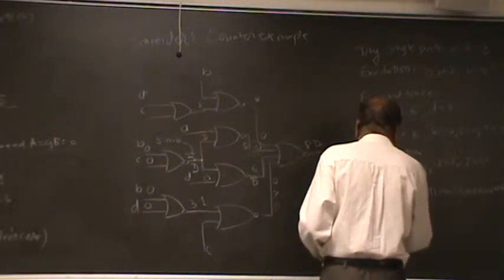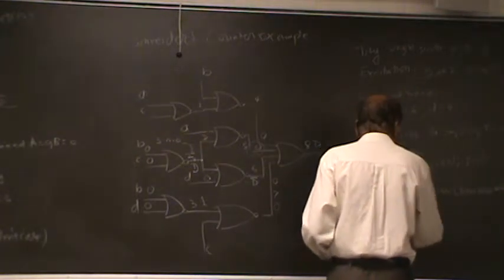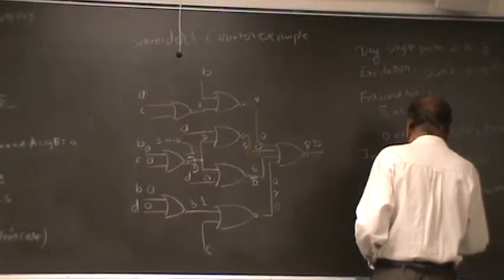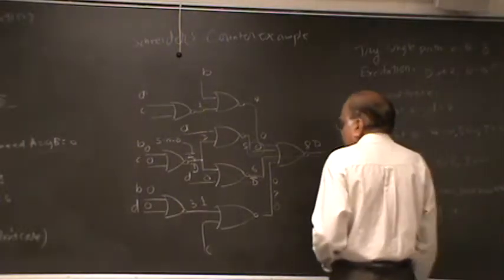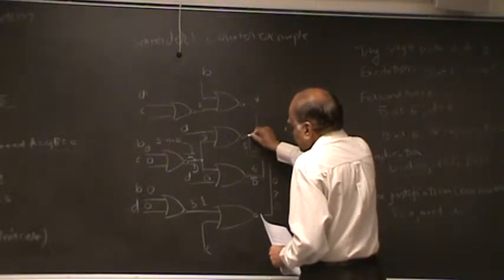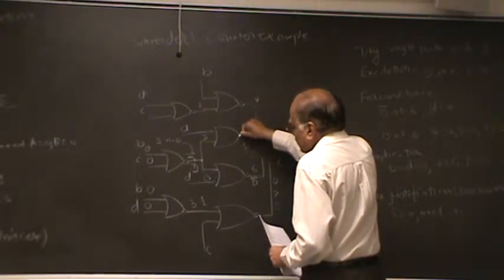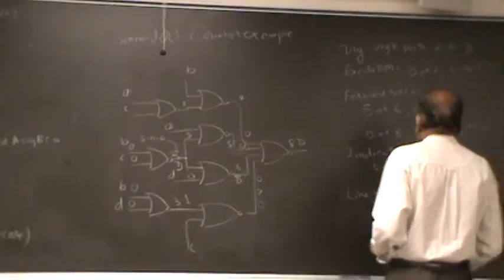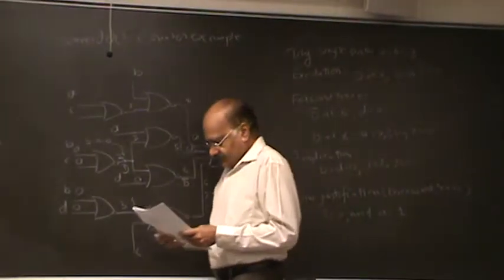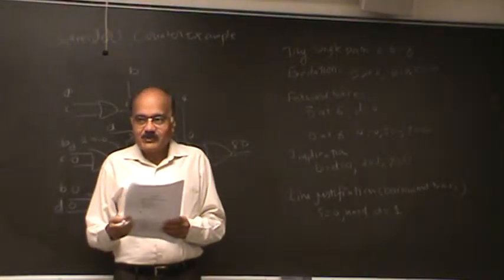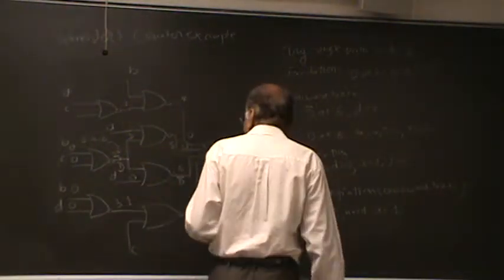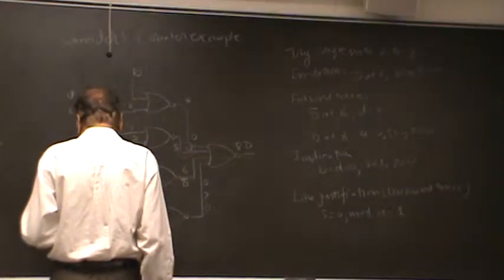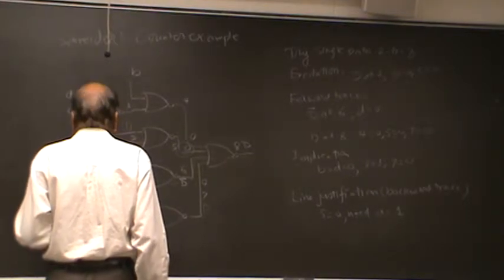We need 5 equal to 0, and for this to be 0, or that means this to be 1, we need a equal to 1, right? Everyone agrees so far? So we need this to be a 1.